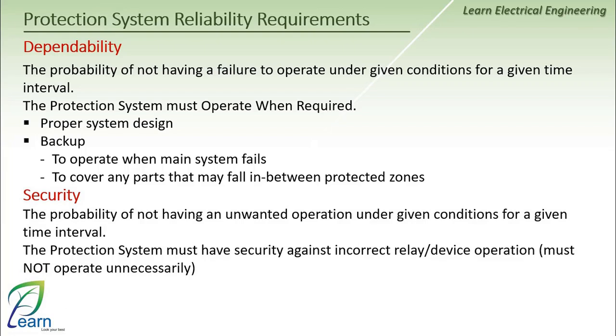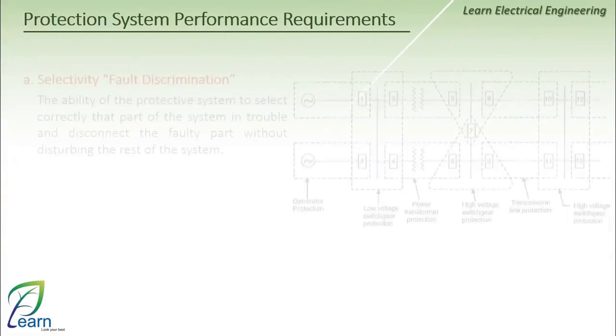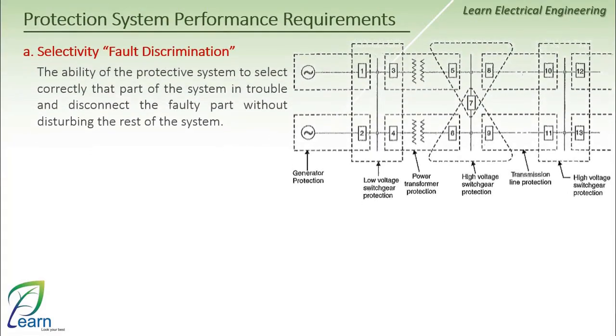The second thing is the performance requirements. The first one is selectivity or discrimination, which means that the protection system can identify the location of the fault in the system and give a trip command or circuit breaker separation order only to the responsible one, the one that, if tripped, will isolate only the fault location while the rest continues to operate normally. As we can see here in this area, we have a set of logical zones.